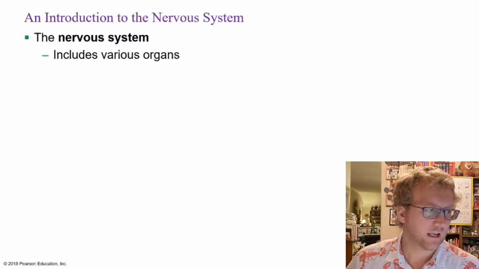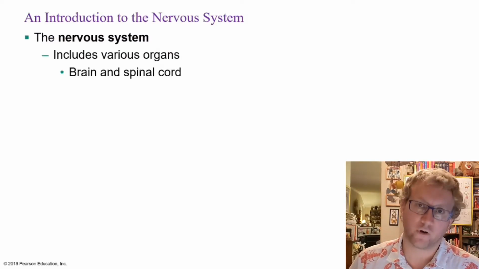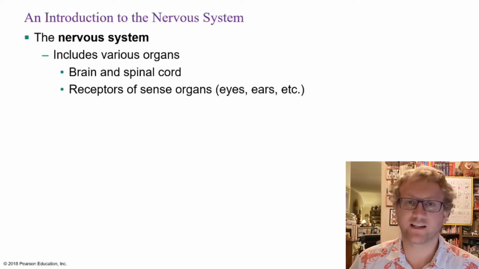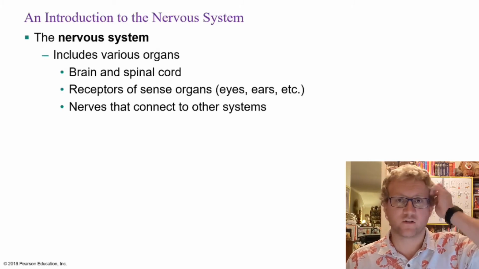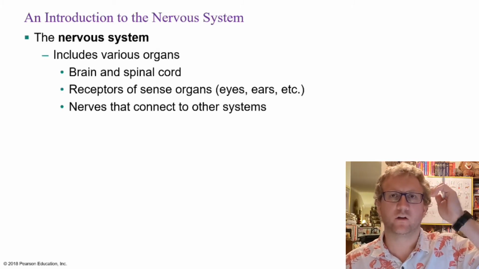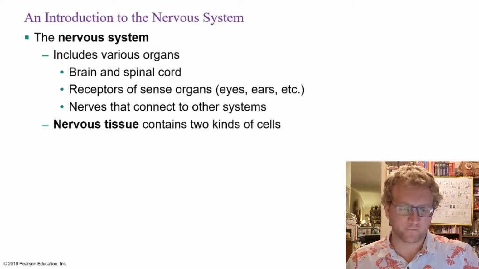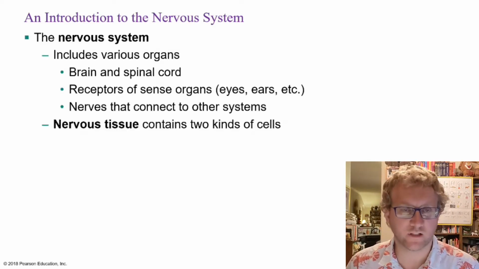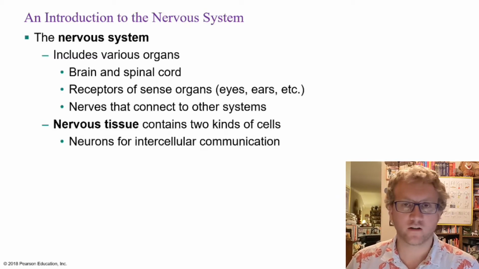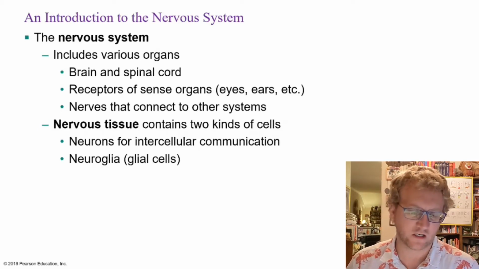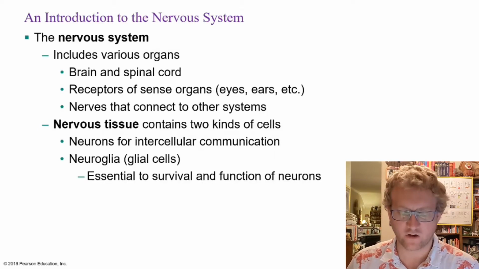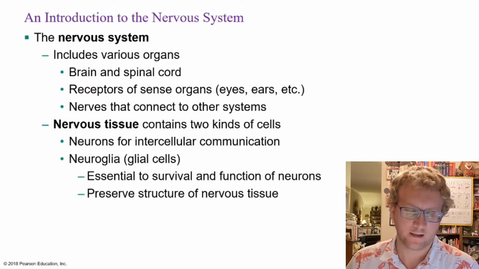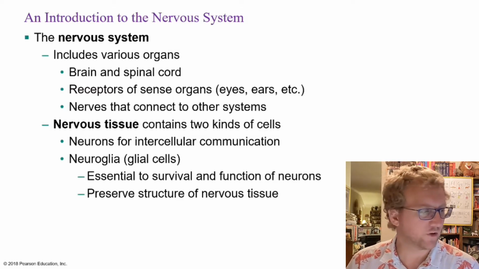Now, the nervous system is various organs, including the brain and the spinal cord, the receptor organs, like your eyes and your ears and stuff like that, and all the nerves that connect all the various other systems. So like those motor neurons that we talked about in the muscle system, for example. Nervous tissue has two types of cells. The first one are neurons, the nerve cells that are used for communication from cells to cells. That's intercellular communication. And neuroglia, or the glial cells. And those are support cells, and they're essential to the survival and the function of the neurons and preserve the structure of the nervous tissue.